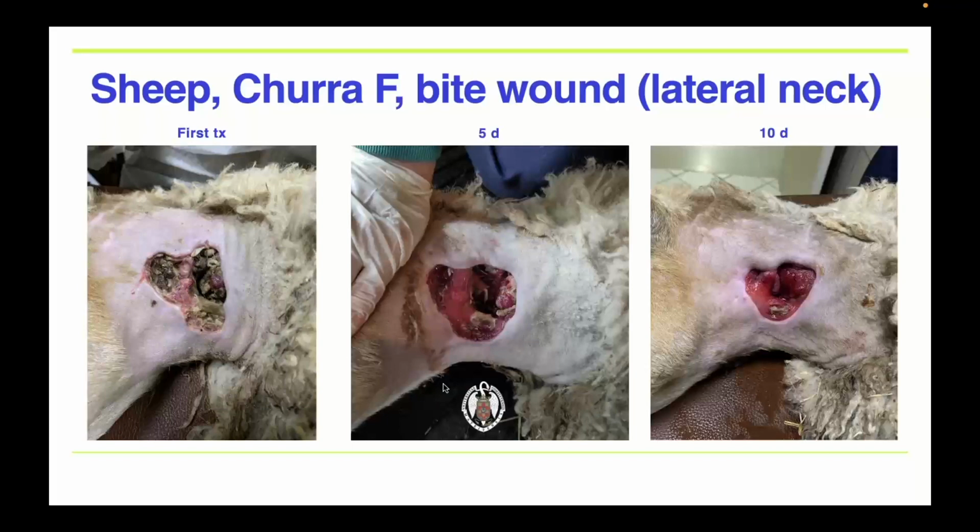This was on the lateral aspect of the neck of a sheep as a result of a dog attack, and the wound was very deep. Cervical vertebrae were partially exposed, and there was quite some necrosis present. Unfortunately, the animal was euthanized a few days later due to an injury in the leg, so I cannot show you more pictures, but we managed it for 10 days with laser and honey, and you can see the evolution in 10 days, which was pretty good.